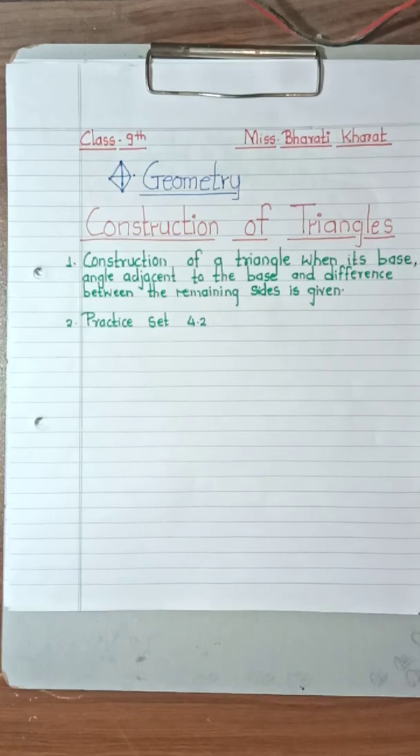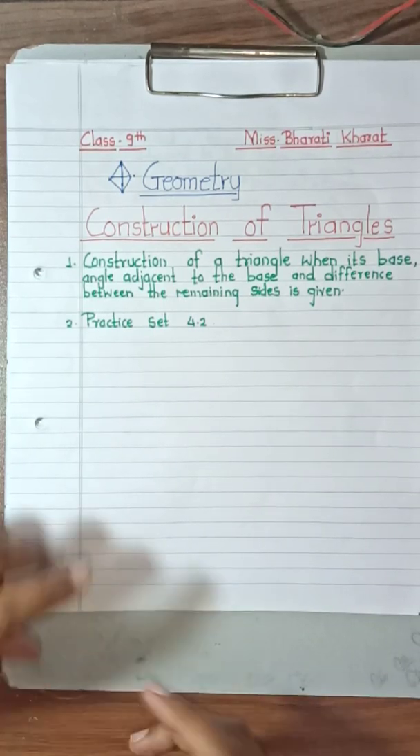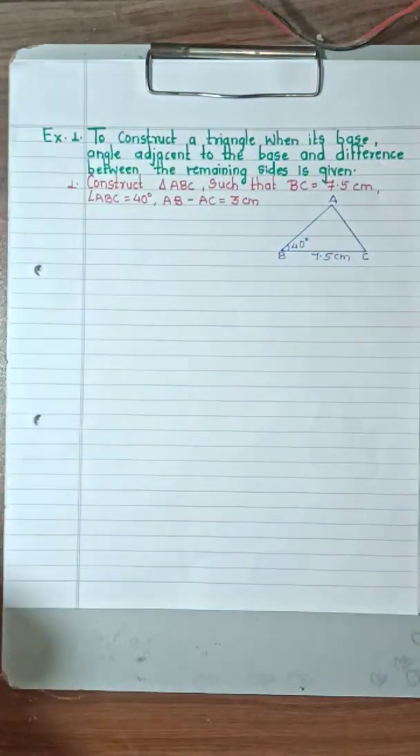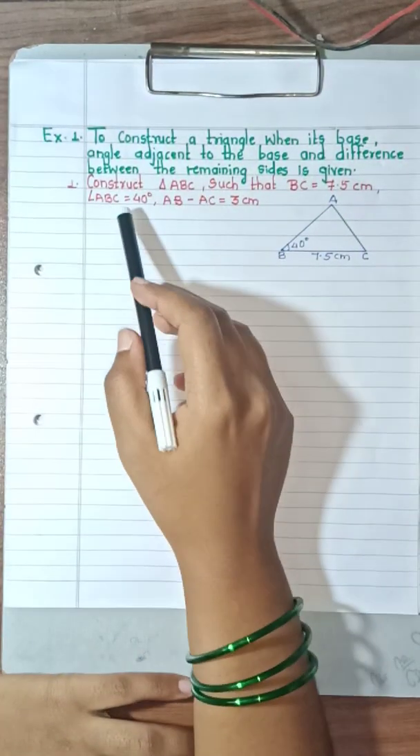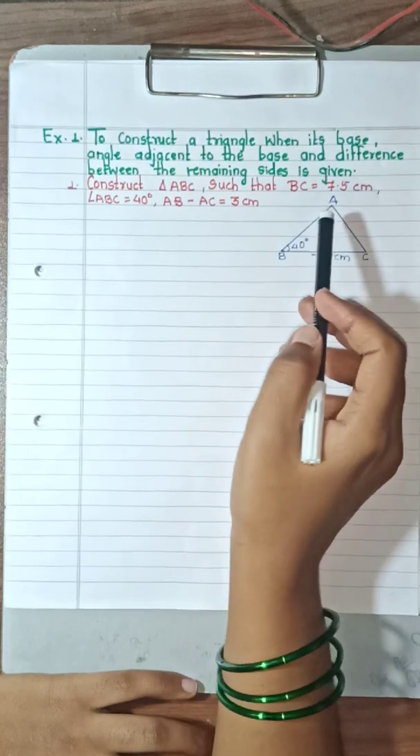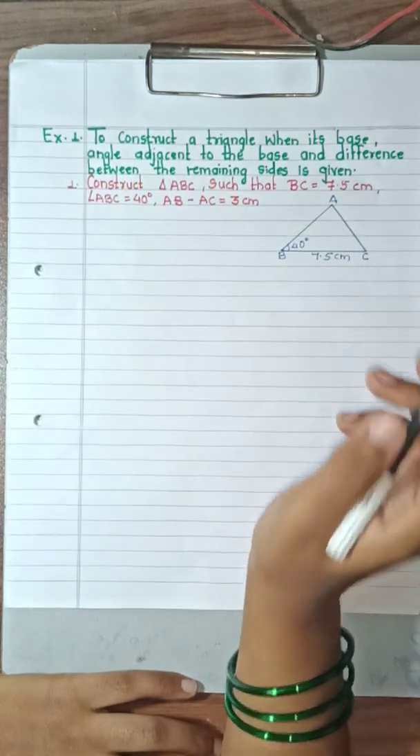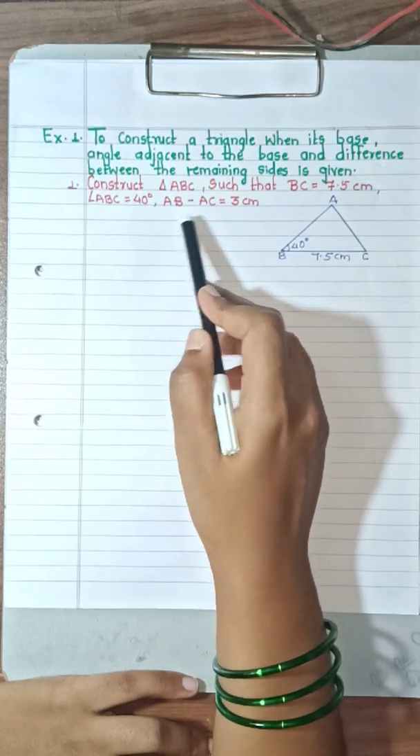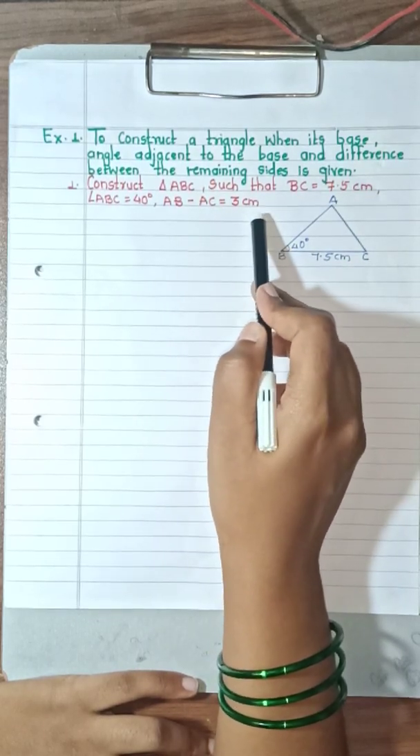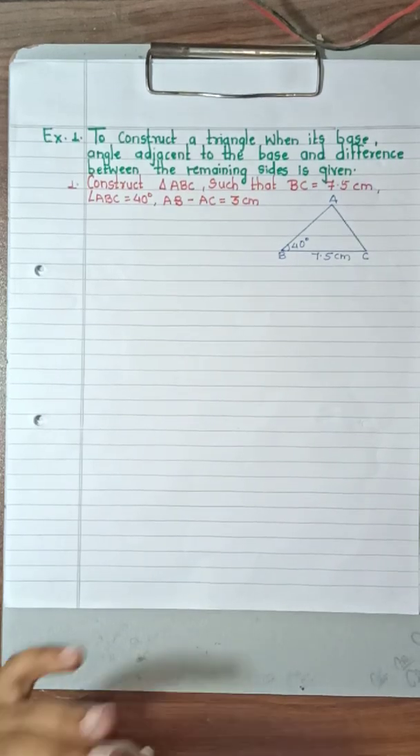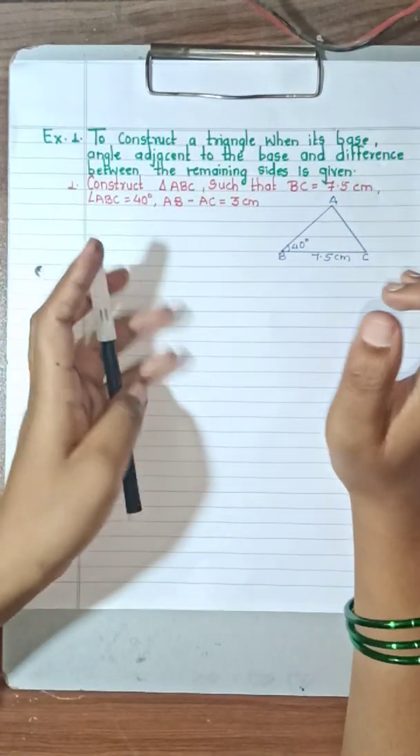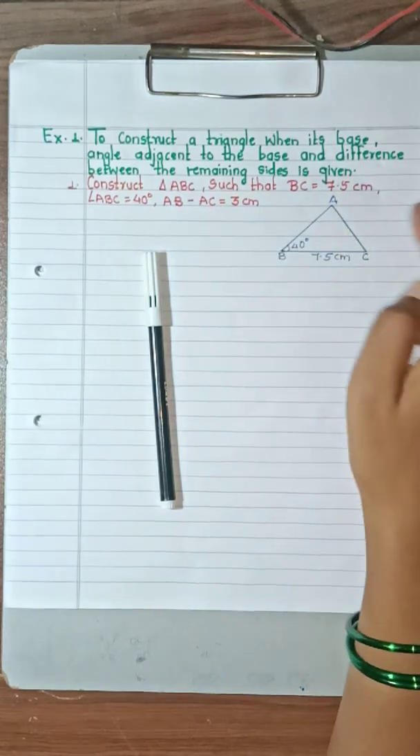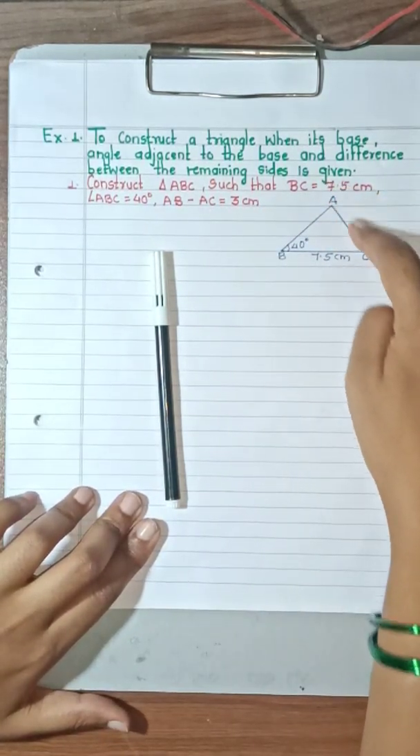As practice set 4.2 contains only three questions, let us take some more questions for practice. Construct triangle ABC such that BC is 7.5 centimeters, angle ABC is 40 degrees and AB minus AC is 3 centimeters. Now children, you have to keep in mind two things. Here they have given the difference between two sides, AB minus AC.